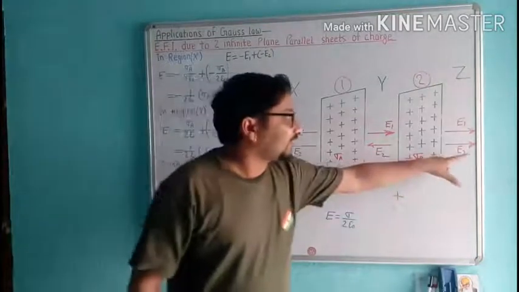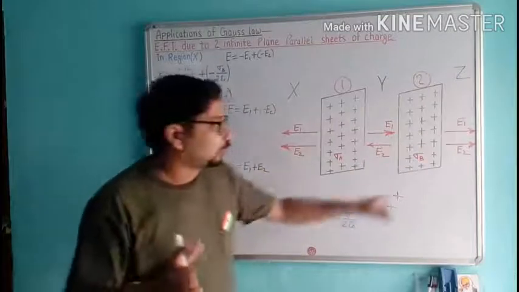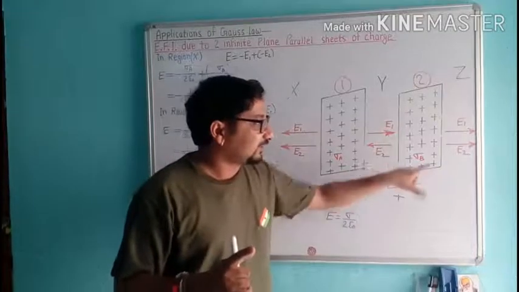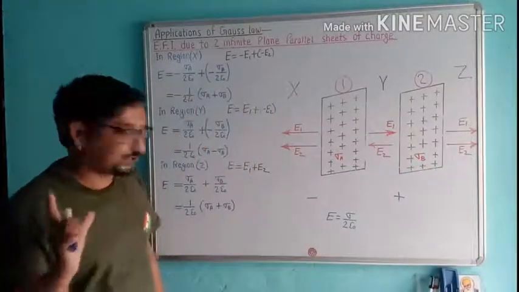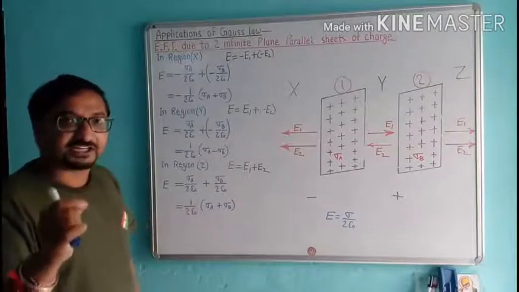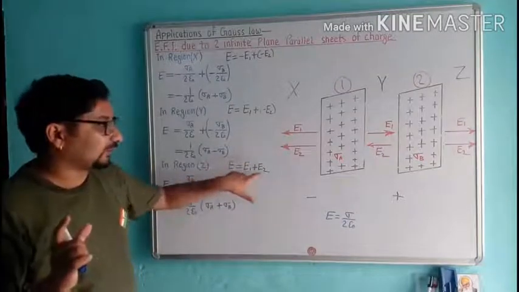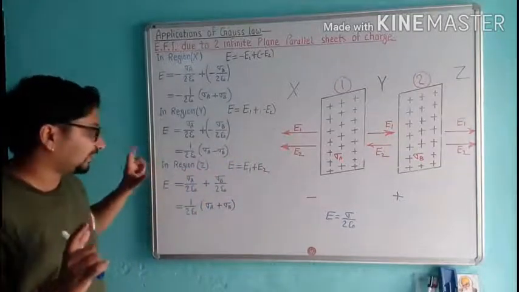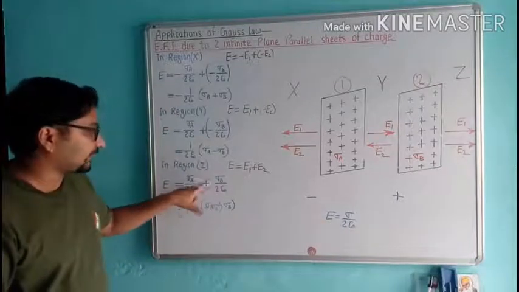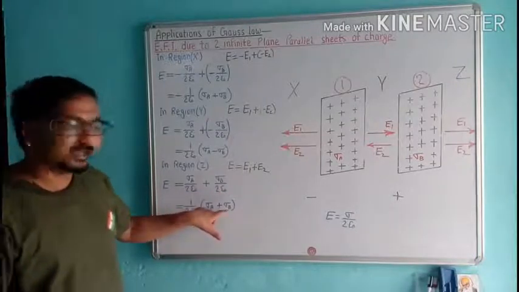Now in region Z, both E1 and E2 are in the same direction towards the right, and using the sign convention, take both as positive. So the net electric field intensity, using the superposition principle, is E equal to E1 plus E2 in region Z. Again using the formula, E is equal to sigma A upon 2 epsilon naught plus sigma B upon 2 epsilon naught. Take 1 upon 2 epsilon naught common in the bracket, you get sigma A plus sigma B.